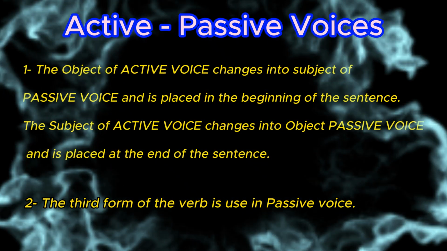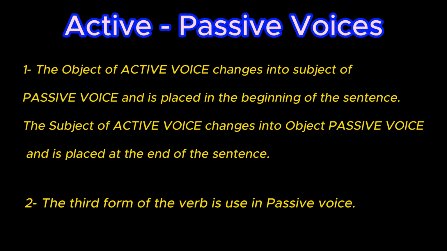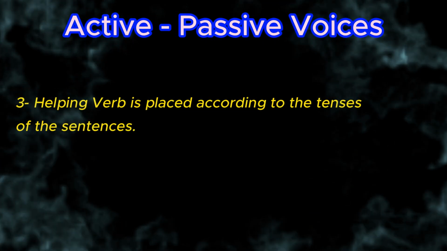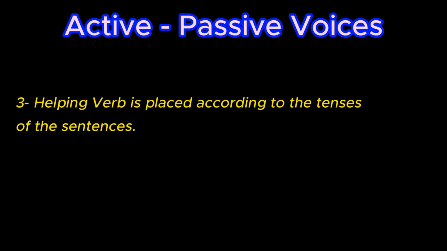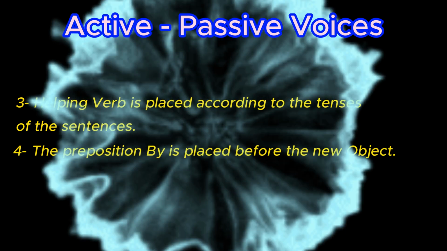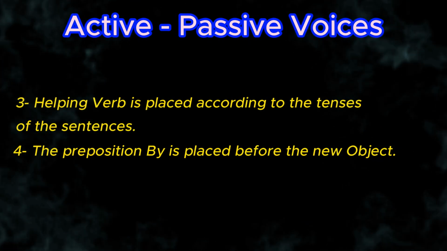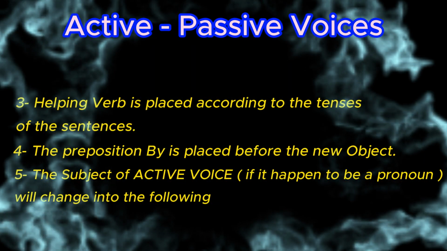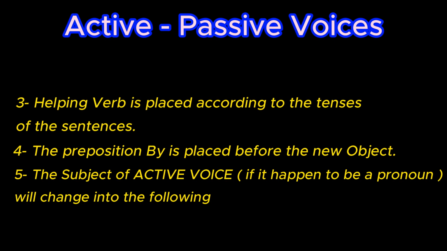Two, the third form of the verb is used in passive voice. Three, the helping verb is placed according to the tense of the sentence. Four, the preposition "by" is placed before the new object. Five, the subject of active voice, if it happens to be a pronoun, will change into the following.